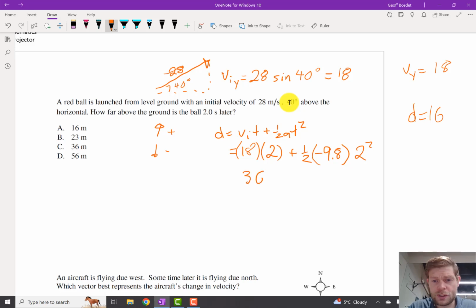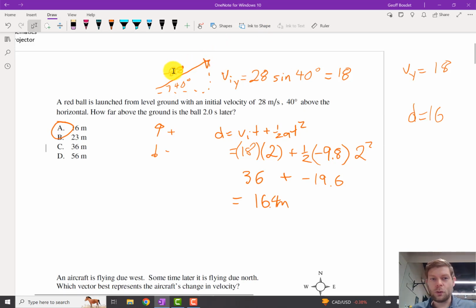18 times 2 is 36. 1/2 of 4 is 2. 2 times 9.8 is 19.6. So we got negative 19.6, which means we're basically subtracting 20 here with rounding. So it's basically going to be 16 meters, 16.4, but it will round to 16. So hopefully that makes sense.